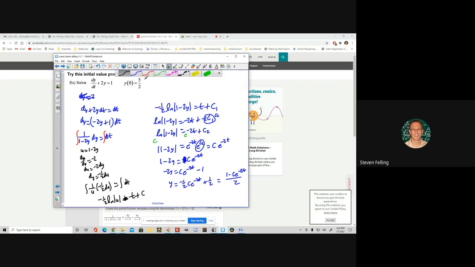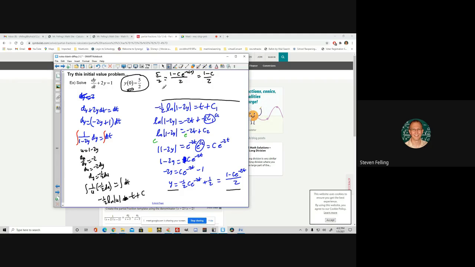But now that I have an initial condition, that when x is 0, y is 5/2, I can now establish what c is. Let me do that up here. I'm just going to plug into this equation: y is 5/2, and then I'm going to put 0 in for the x. e to the 0 is 1, so this is like saying 1 minus c over 2 has to equal 5 over 2.